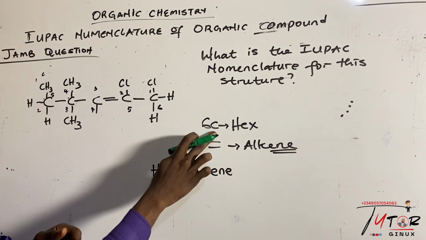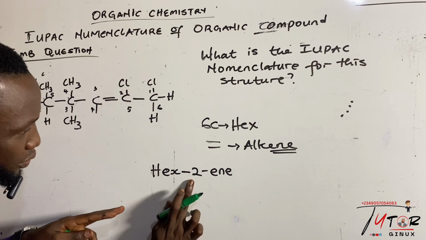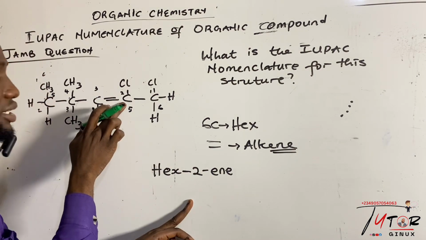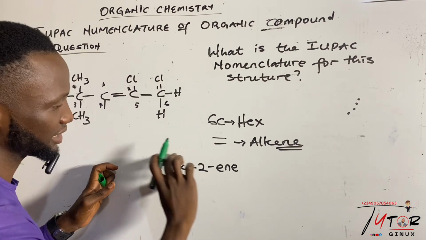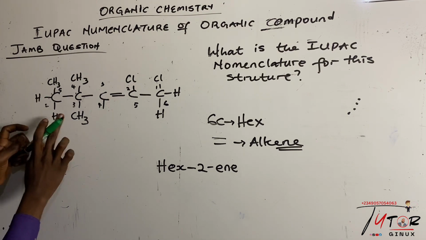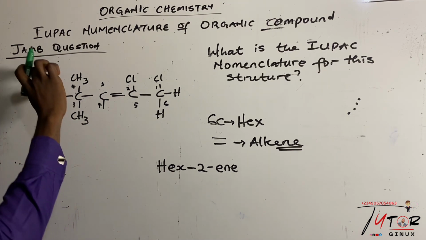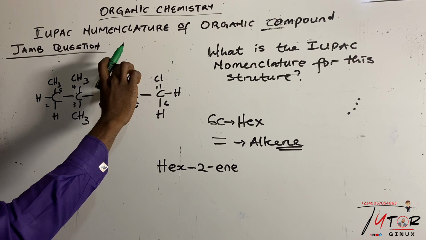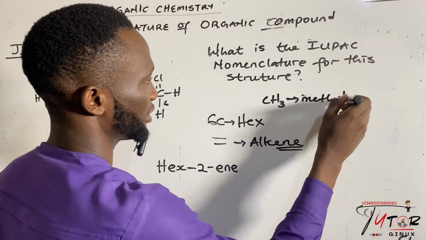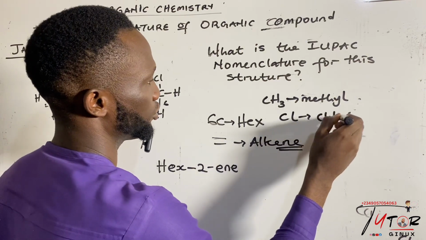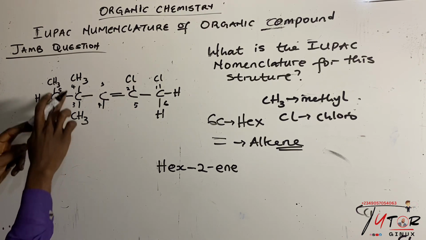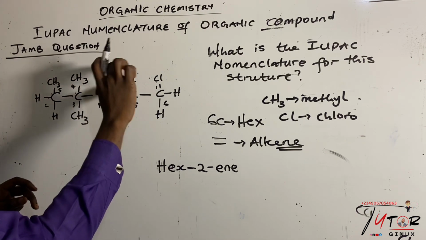Don't forget, 6 carbon is the longest carbon, hexene. But we have to show the location of the double bond. And the double bond is located on the 2nd carbon. So that makes this to be hex 2 ene. And let's now check this group, this other group that are attached to this main functional group. CH3 is there, chlorine is also there, Cl. So CH3 is methyl and Cl is chloro. So we want to join this. We are going to check on which carbon do we have CH3 and on which carbon do we have Cl.